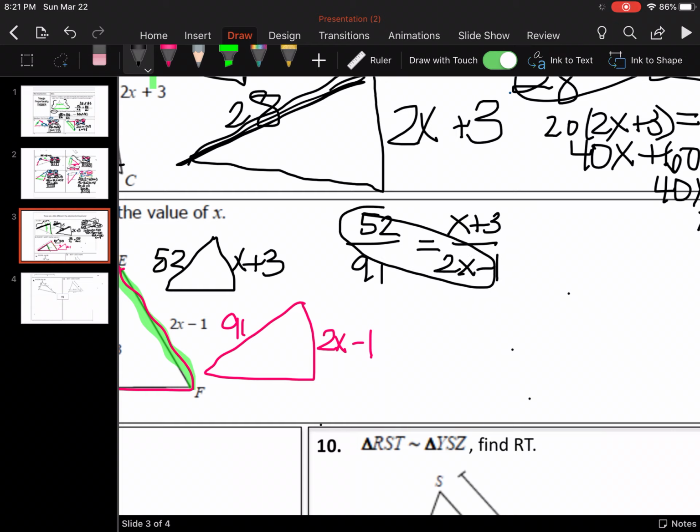Cross multiply. 52 parentheses 2x minus 1 is equal to 91 parentheses x plus 3.